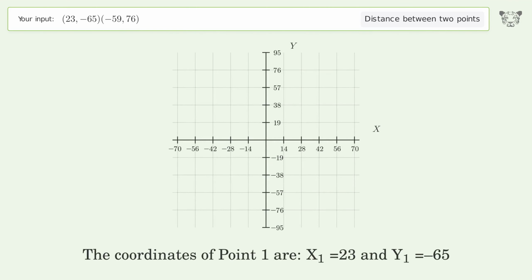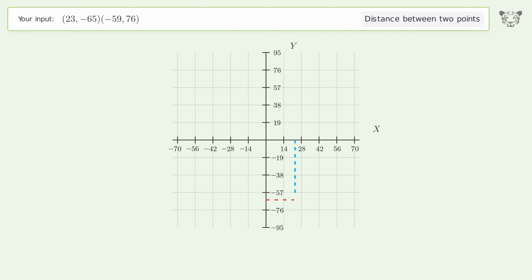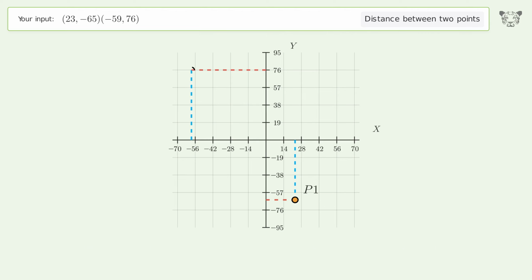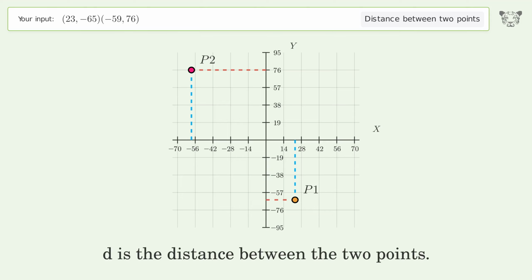The coordinates of point 1 are, x1 equals 23 and y1 equals -65. The coordinates of point 2 are, x2 equals -59 and y2 equals 76. D is the distance between the 2 points.